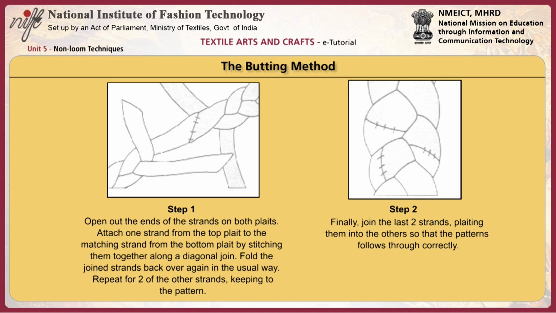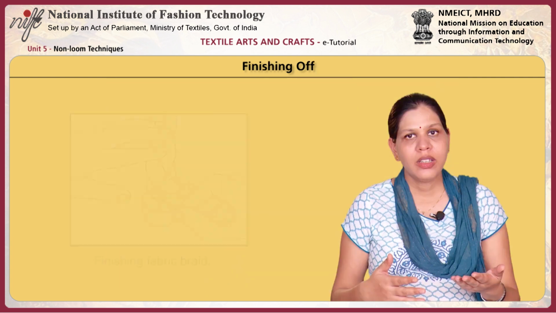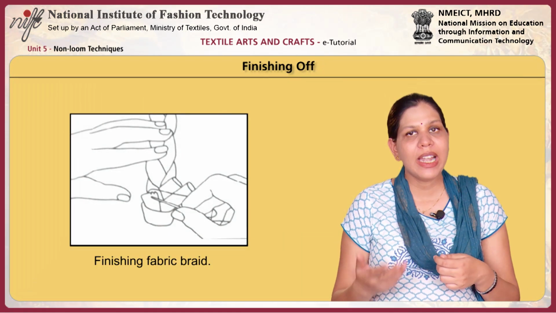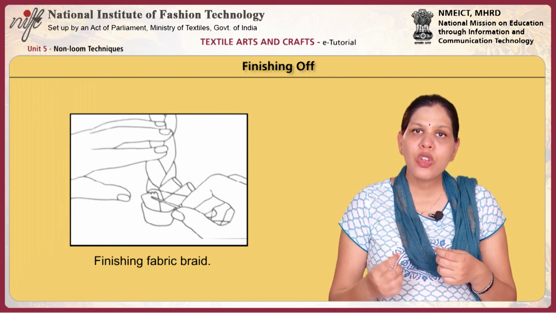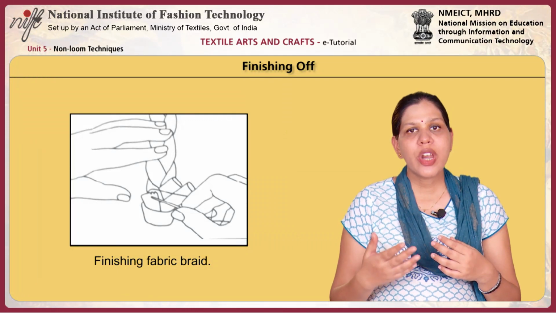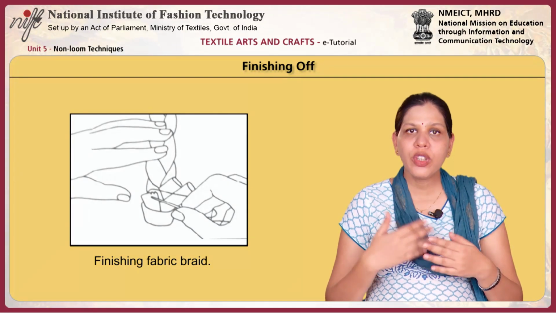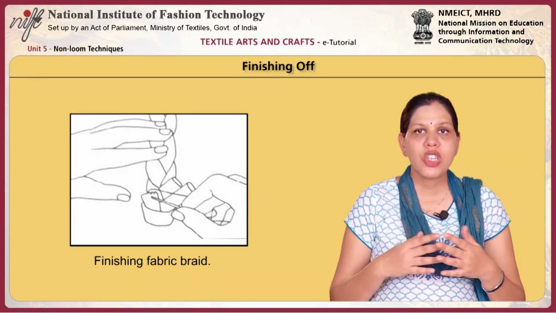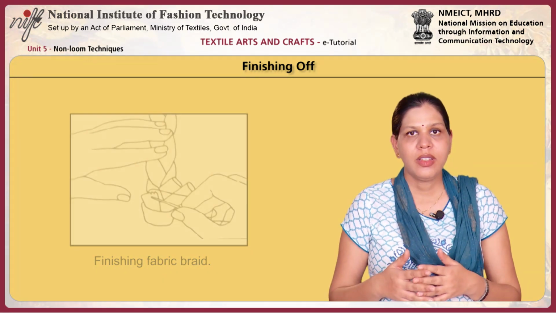Repeat for 2 of the other strands, keeping to the pattern. Finally, join the last 2 strands, plaiting them into the others so that the pattern follows through correctly. Finishing is done after the plait has been worked to the required length by darning back and securing the ends of the strands. Thread the ends of the strand back into the loops of the work. Secure them by stitching over the ends, keeping the stitches out of sight.